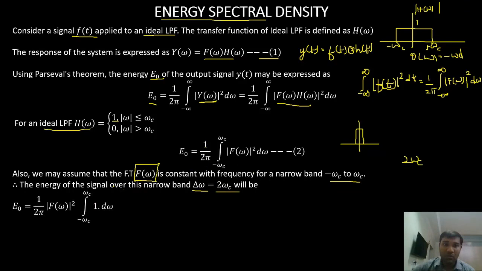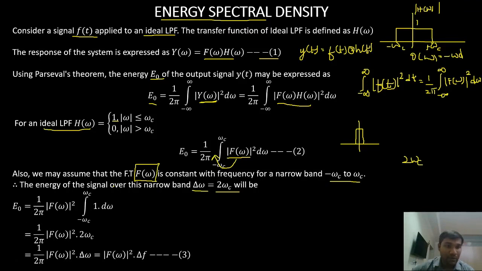E naught equals 1 by 2 pi. Now since f of omega is constant, I'll get it outside. I am getting it outside, and I have the integral from minus omega c to omega c d omega. So this integral will become 2 omega c. So what is 2 omega c? As I assumed, it's a narrow band and it can be replaced by delta of omega, right? Delta of omega.